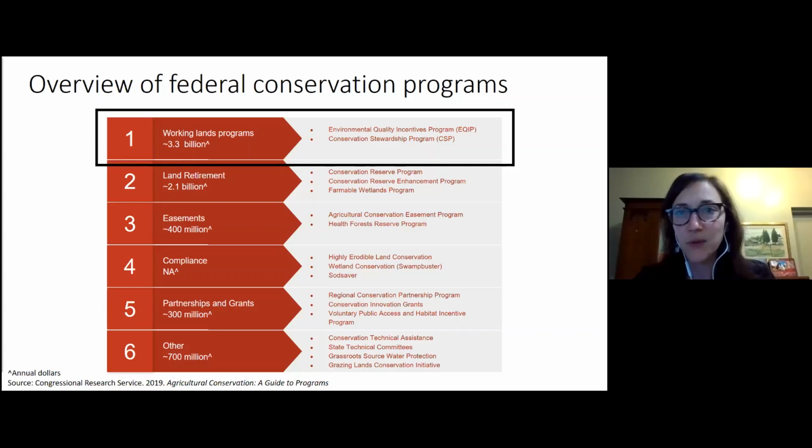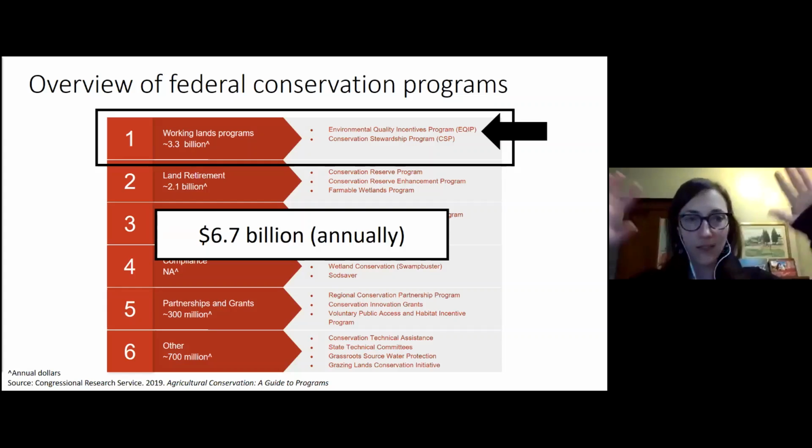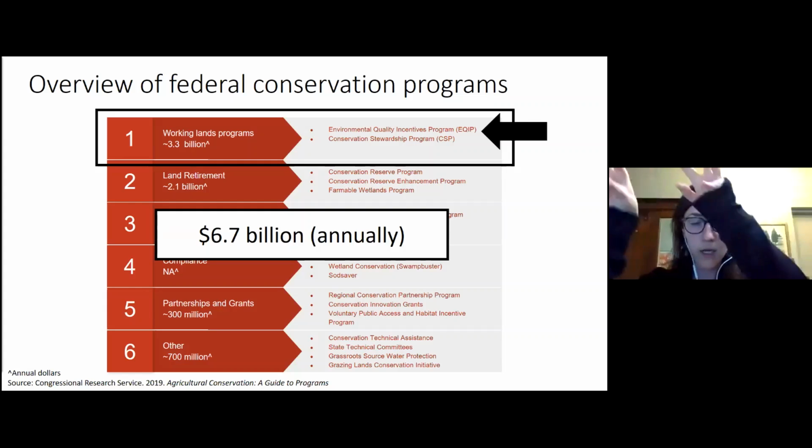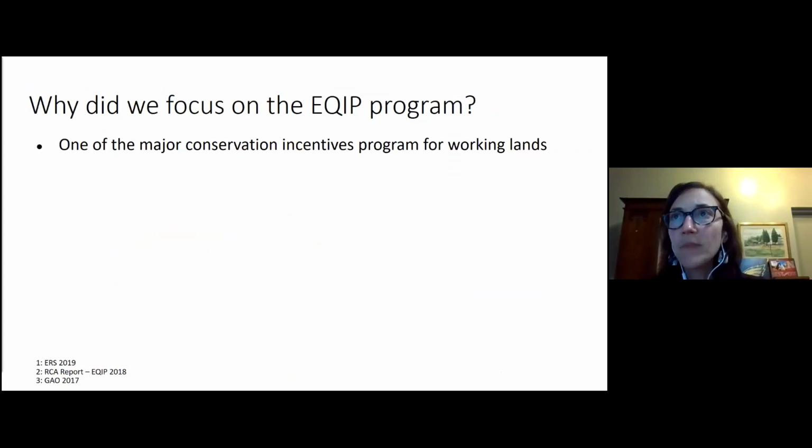So this is where we wanted to focus. What are the dollars going directly into programs that are dedicated to actual working farmlands, not things like easements and land retirement? The CRP program is another one probably a lot of people are familiar with, and you can see where those fit in here. But that biggest bin is working lands, and in total, these dollars represent about 6.7 billion annually. And so again, zooming out, working lands programs are the big bin, and EQIP is within that. We wanted to focus on the EQIP program because it is one of the two major working lands programs.